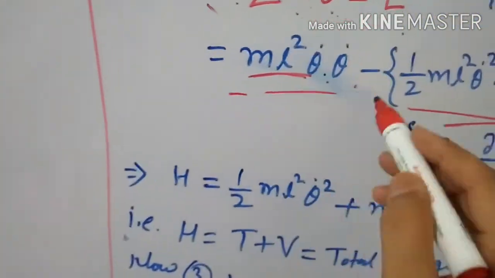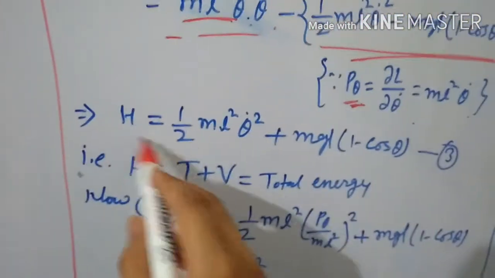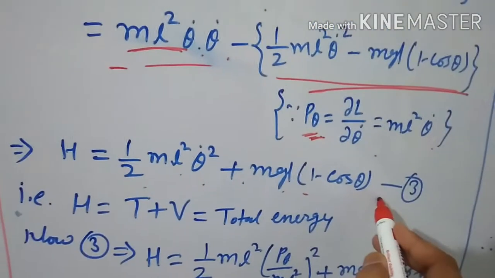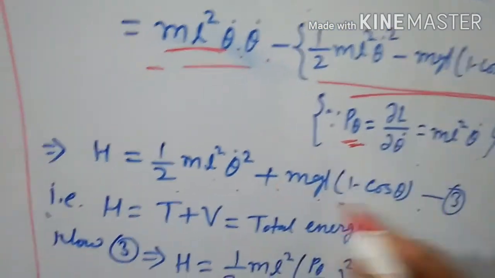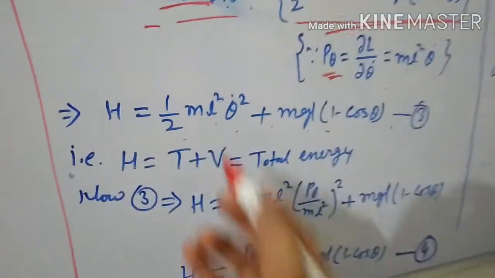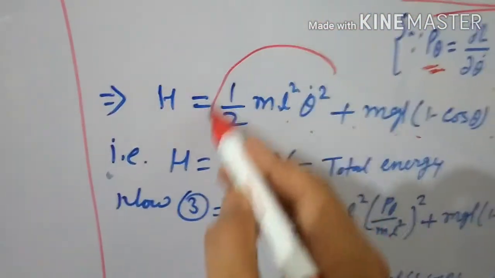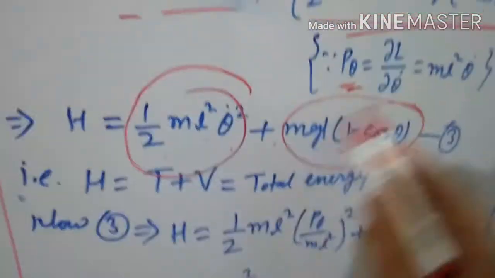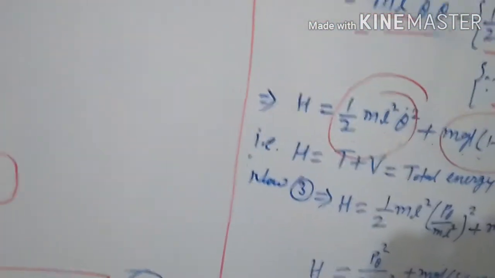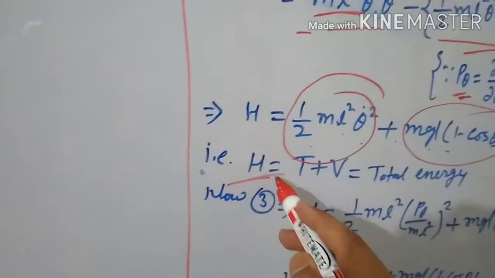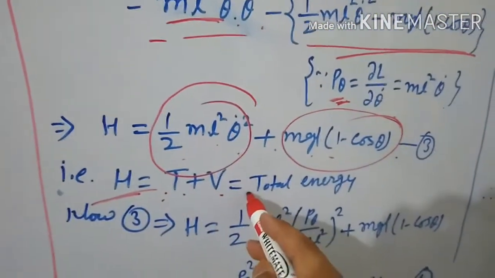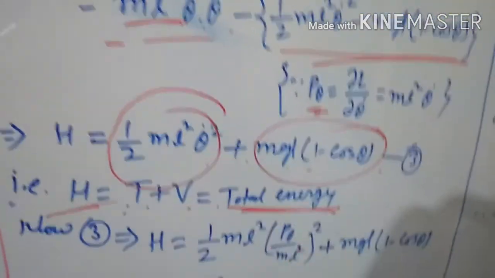After solving this, we get H equal to half ml square theta dot square plus mgl(1 minus cos theta). You observe that this is the kinetic energy and this is the potential energy. So Hamiltonian is equal to T plus V, that is kinetic energy plus potential energy, which is equal to total energy.